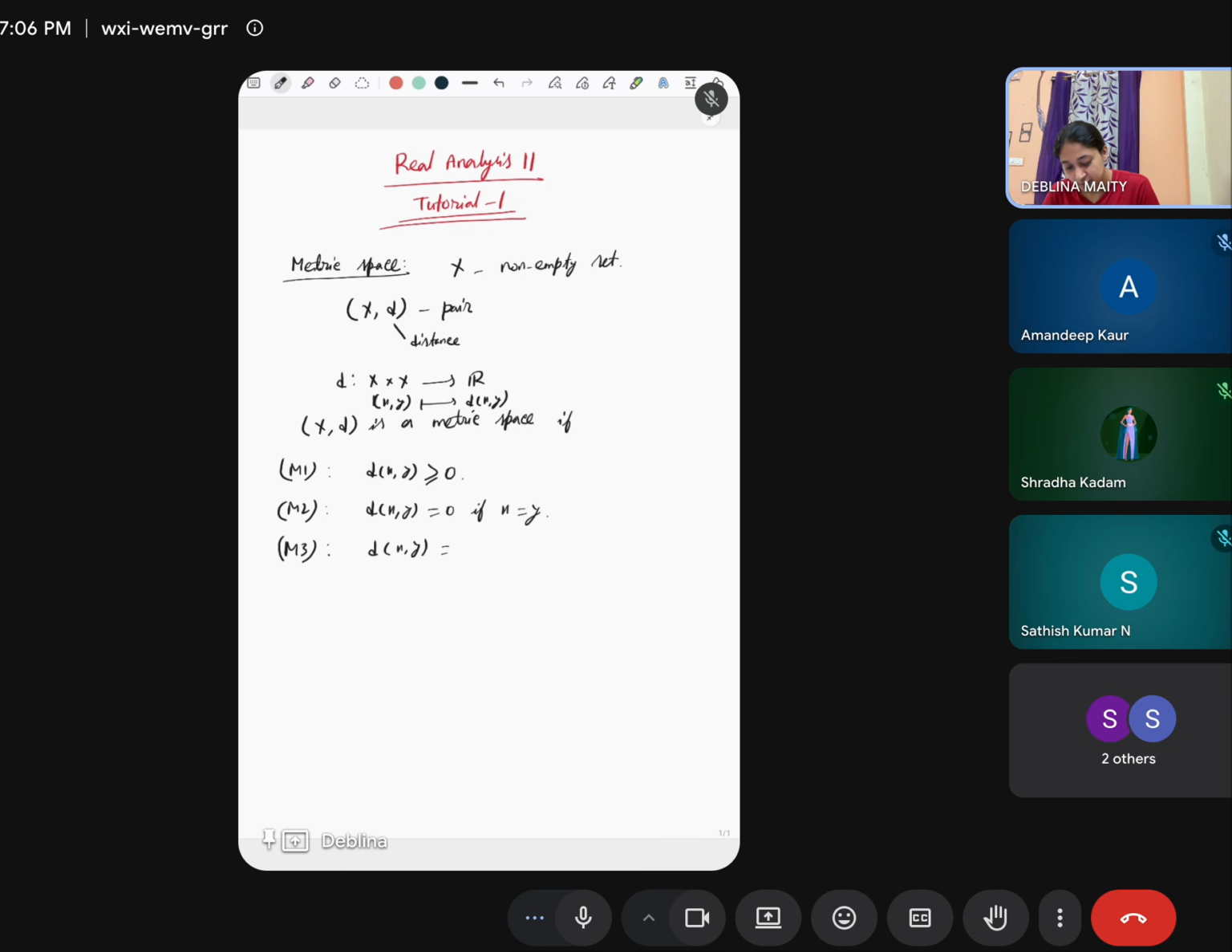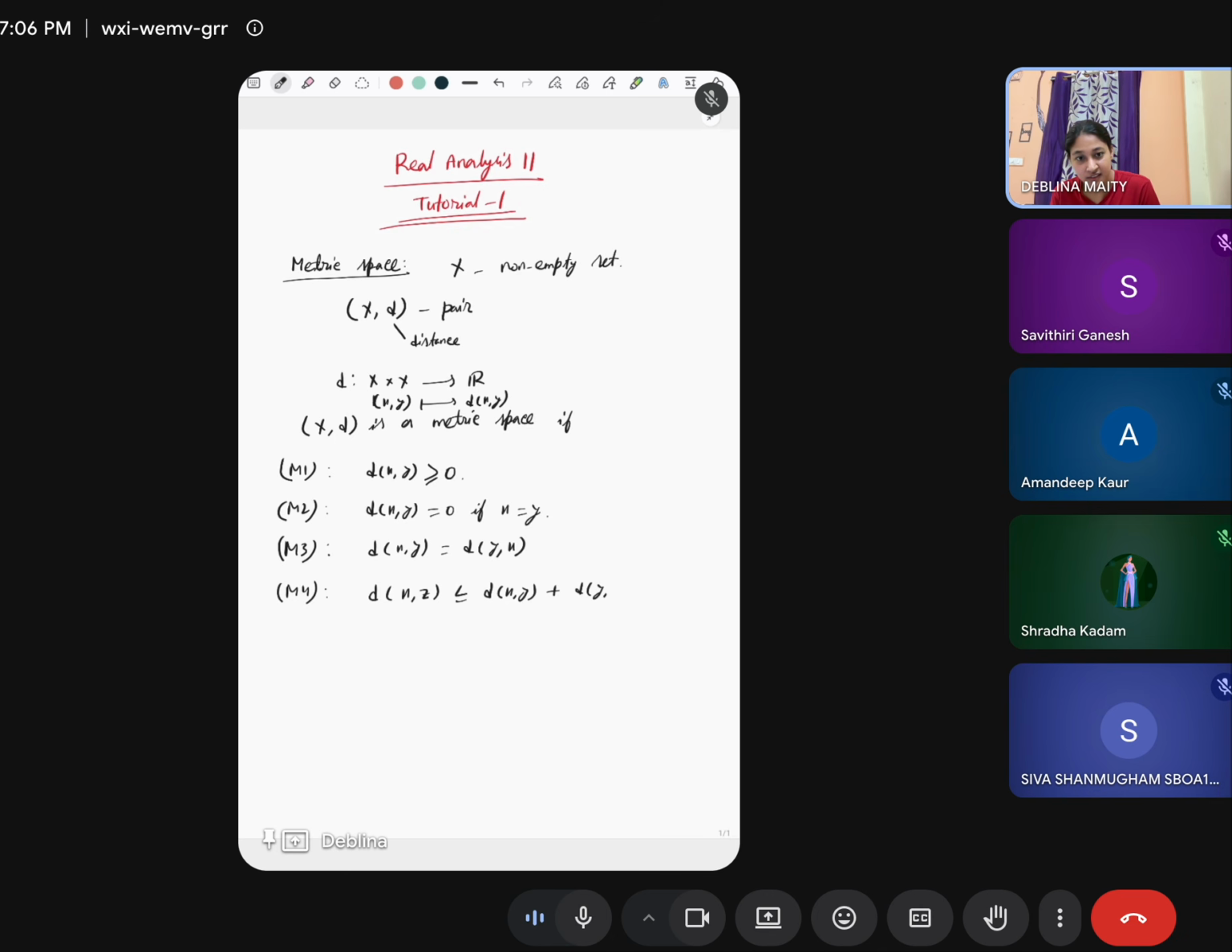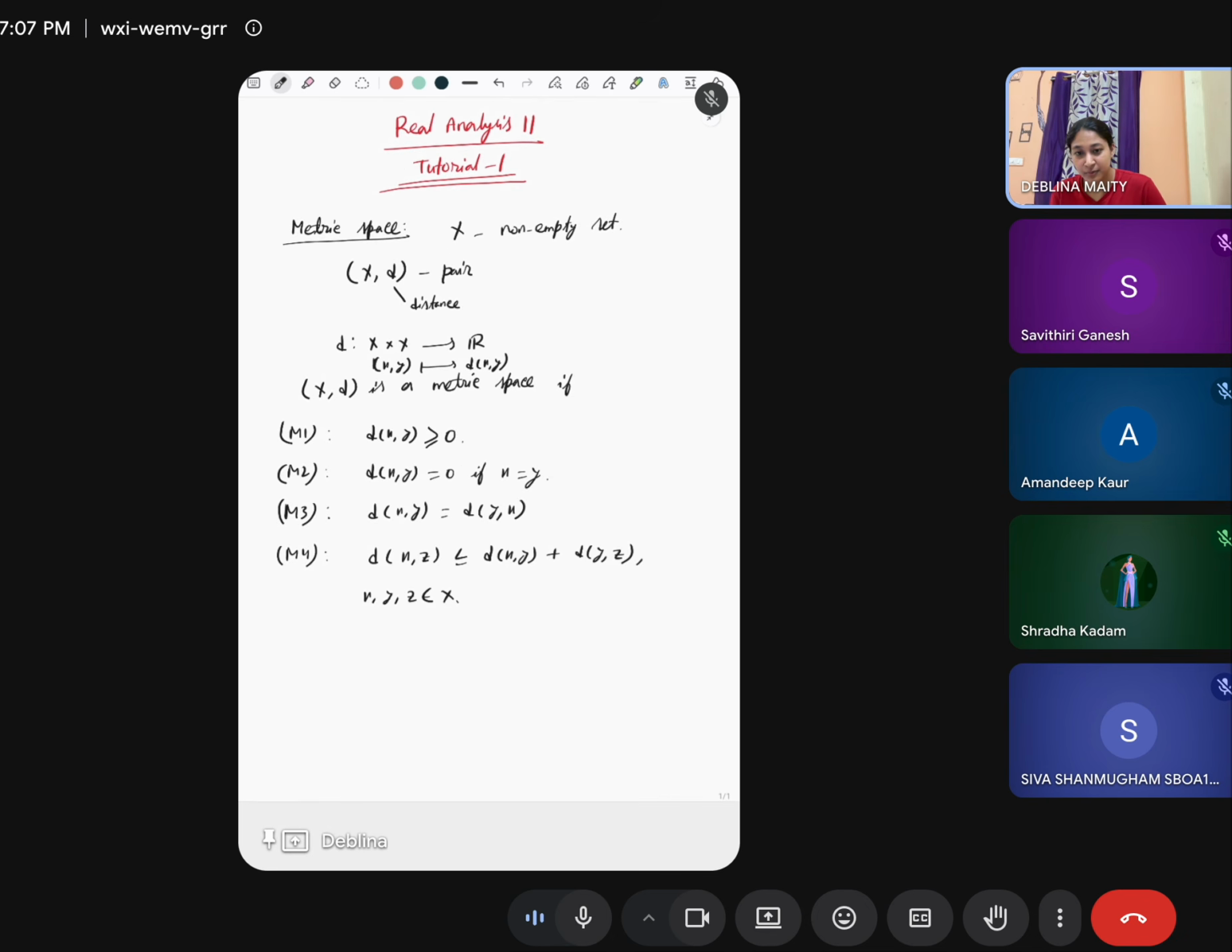So d(x, y) and d(y, x) are both the same. And the last condition is the triangular inequality, which is d(x, z) less than or equal to d(x, y) plus d(y, z), where x, y, z belong to X. So (X, d) will be called a metric space if it satisfies these conditions. Now we see some examples.